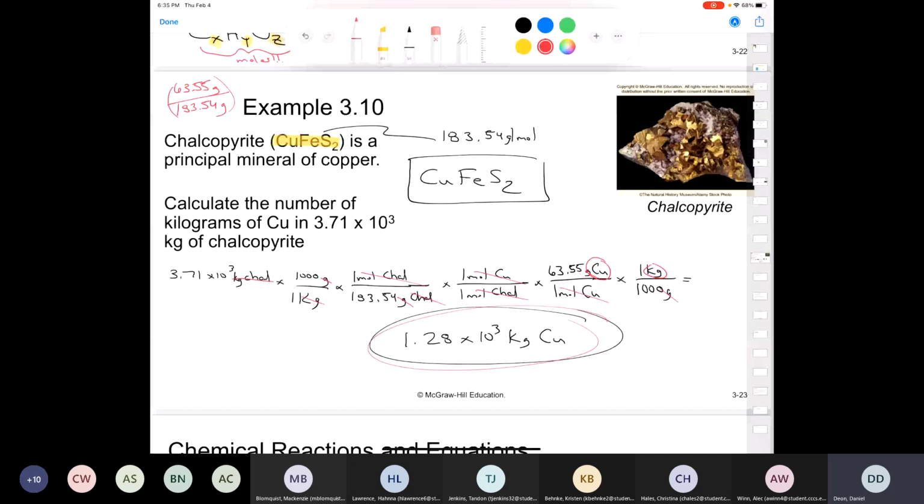Now you're like, Mr. Dion, why didn't you do it that way? That's a lot faster. There's nothing wrong with doing it that way. That's a perfectly legitimate way to do it. So multiply by 3.71 times 10 to the third kilograms, and that would give you your answer. Gives you the correct answer. So maybe I'll just put answer.